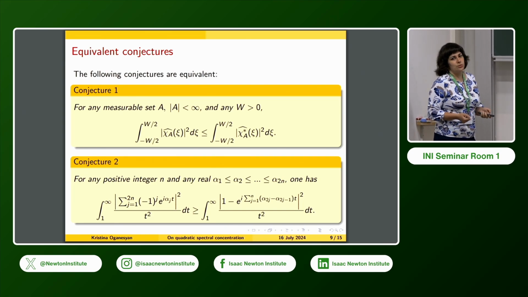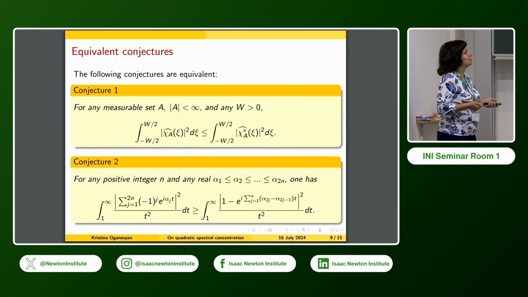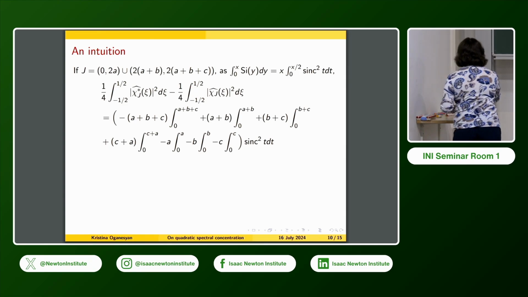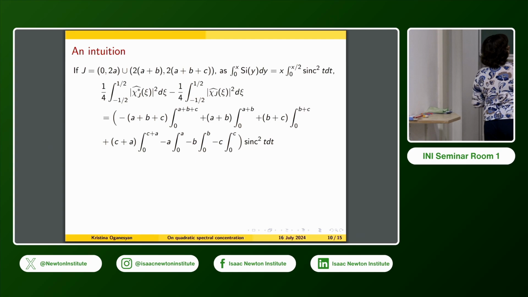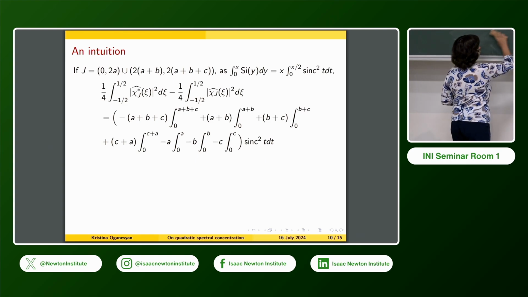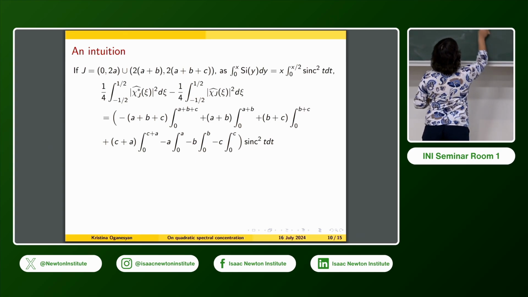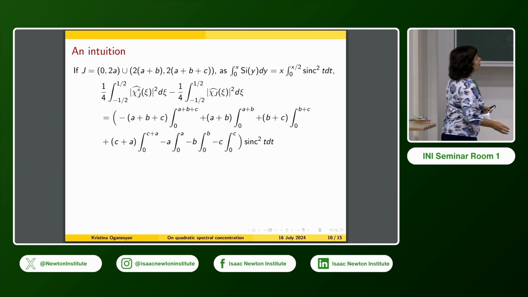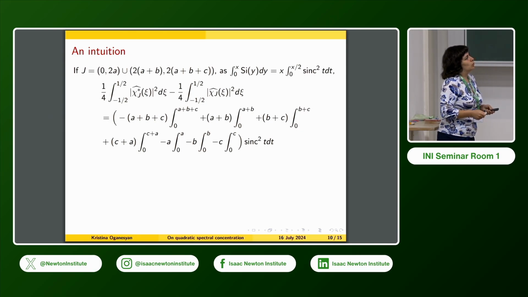Okay, why should it be true? What are the intuitions for this to be true? Let me present one of these intuitions. Let me consider just the case of two intervals. If you write everything down, you obtain that expression. And well, the first question may be, why is it symmetric in A, B, and C?